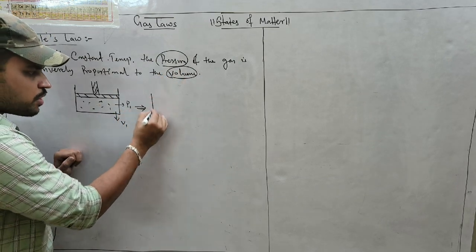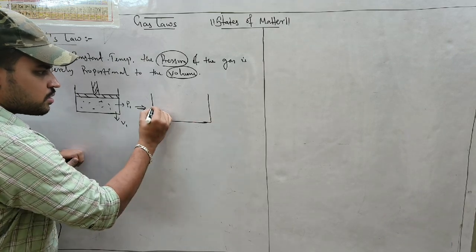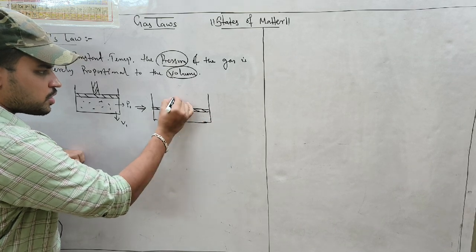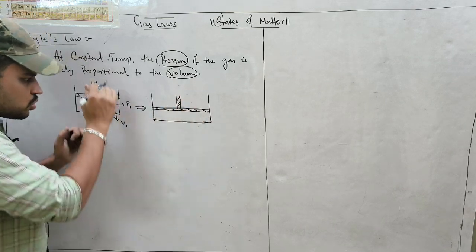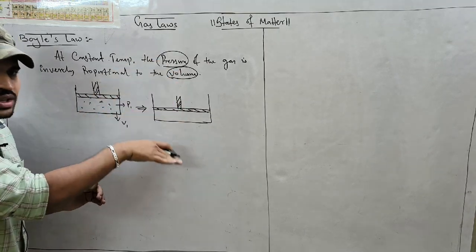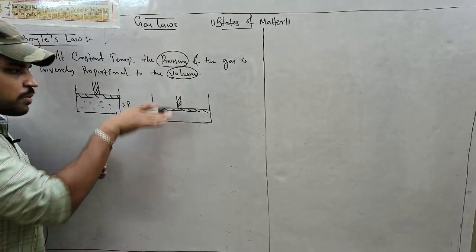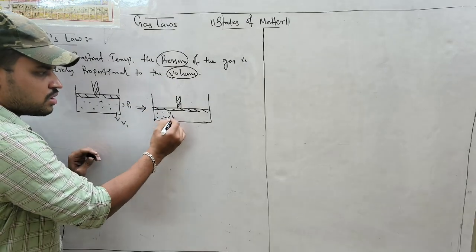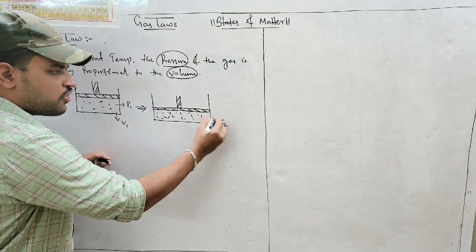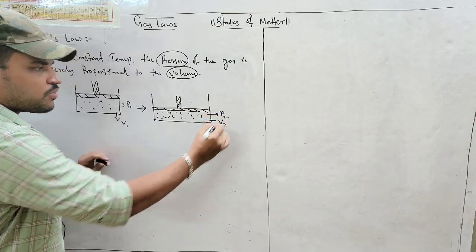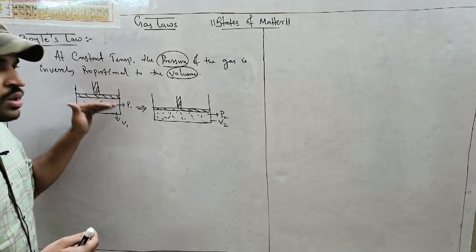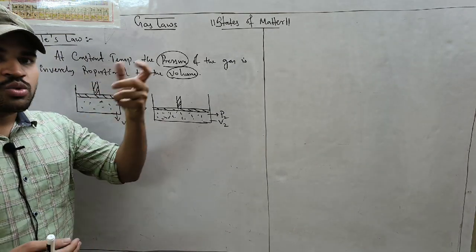As pressure is inversely proportional to volume, let's increase the pressure by compressing the piston downward. When you compress this gas by pushing the piston downward, the gas gets compressed and the volume of the gas decreases. Now the volume becomes V2 and a new pressure P2 is developed. So how do we increase the pressure? By decreasing the volume. When you decrease the volume, pressure increases.